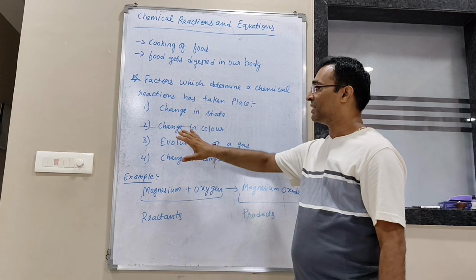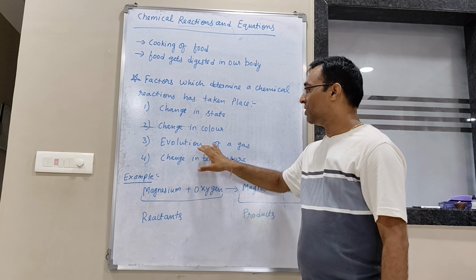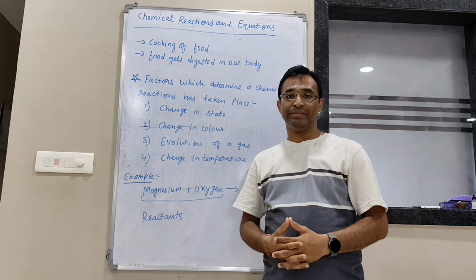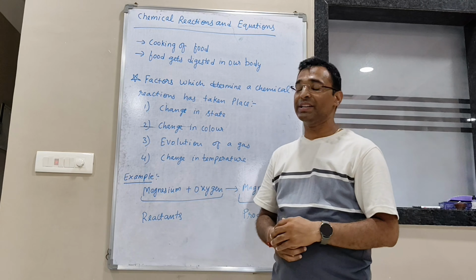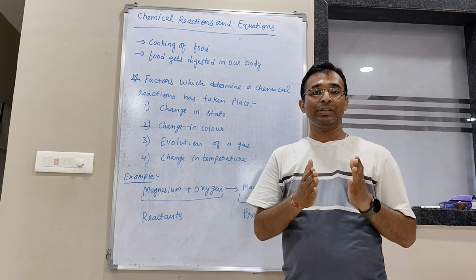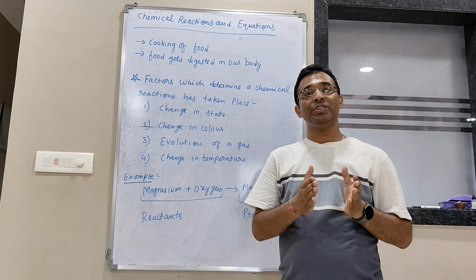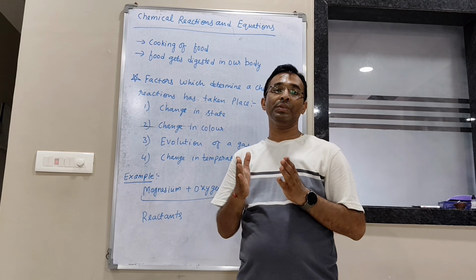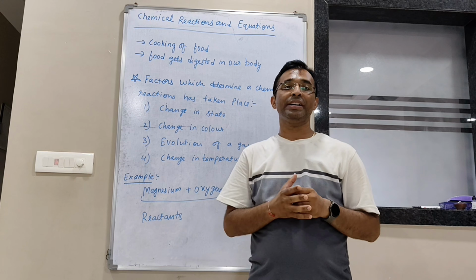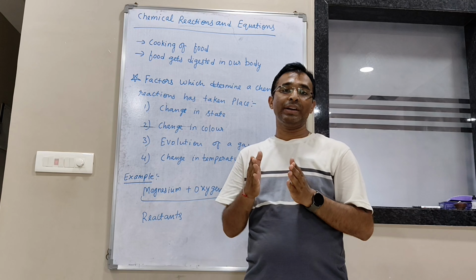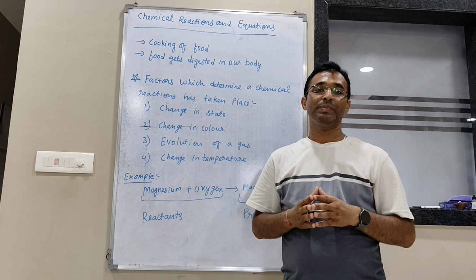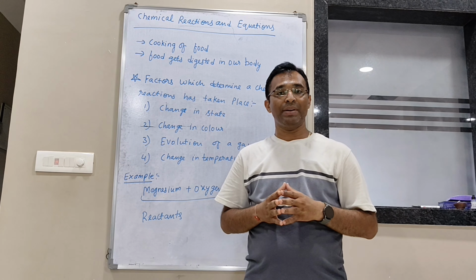First is change in state, second is change in color, third is evolution of a gas, fourth is change in temperature. If you see change in state, as I have taken in the first example, change in state means whether the state of water is being changed from liquid to gas. So this is a chemical reaction. If any state, solid to gas, gas to solid, liquid to gas, if the state of a thing is being changed, then it is considered a chemical reaction.